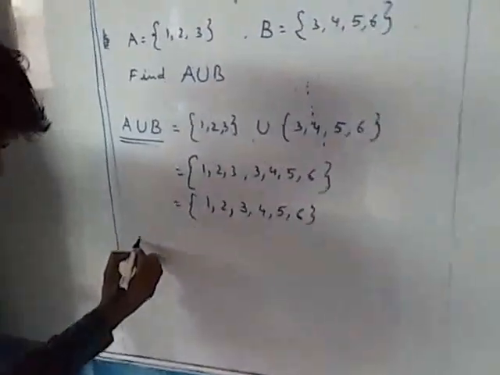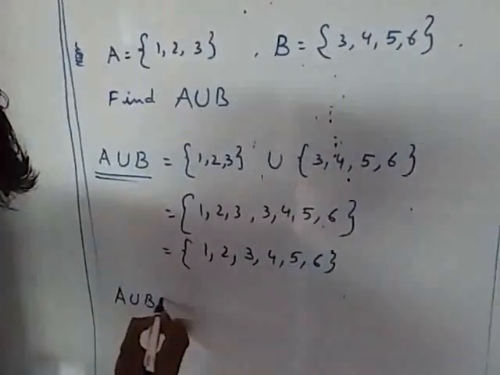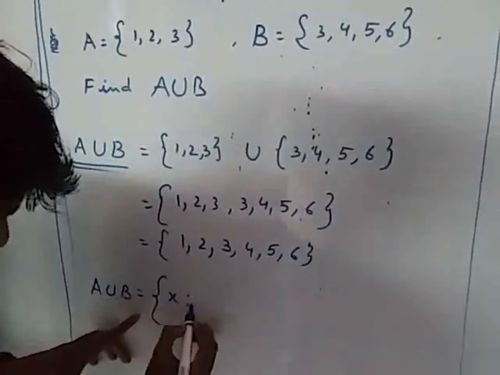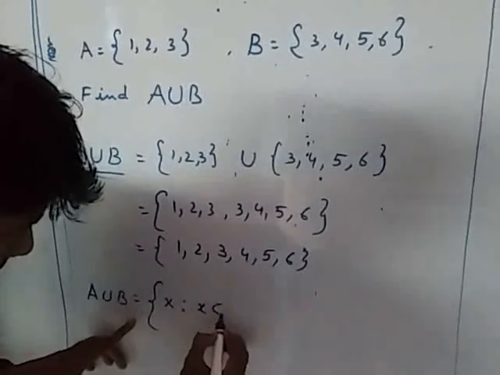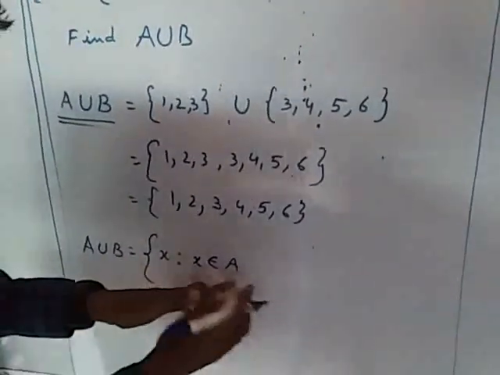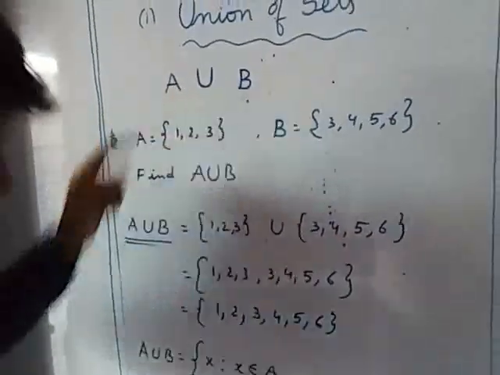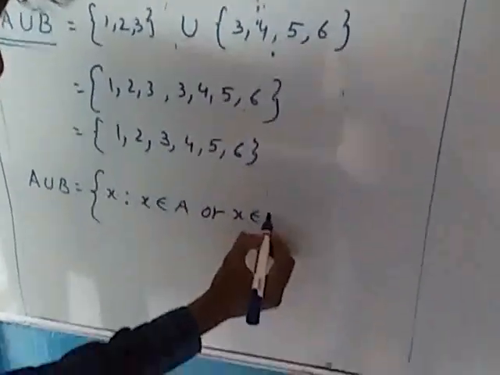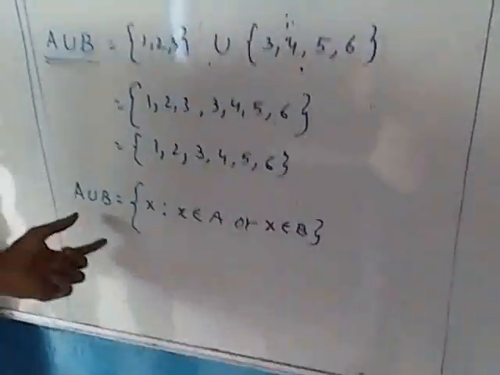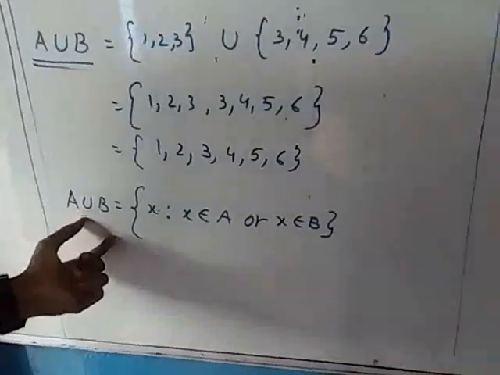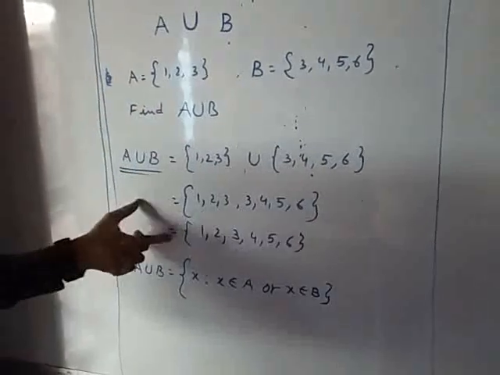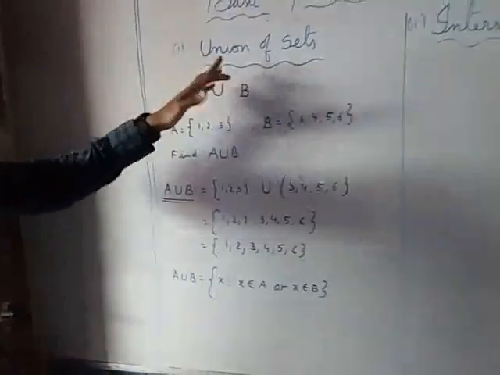What is the set builder form of A union B? A union B is the set of x such that x belongs to A, or, using the symbol, x belongs to B. So this is the set builder form of A union B. This is one example using elements. This is the union of sets.